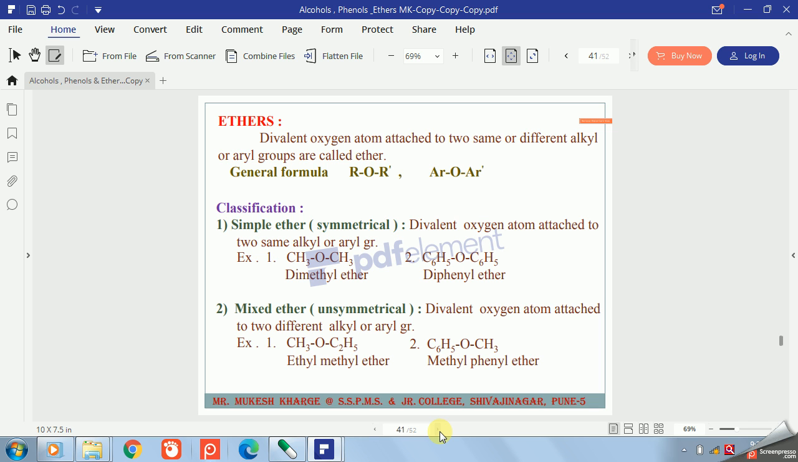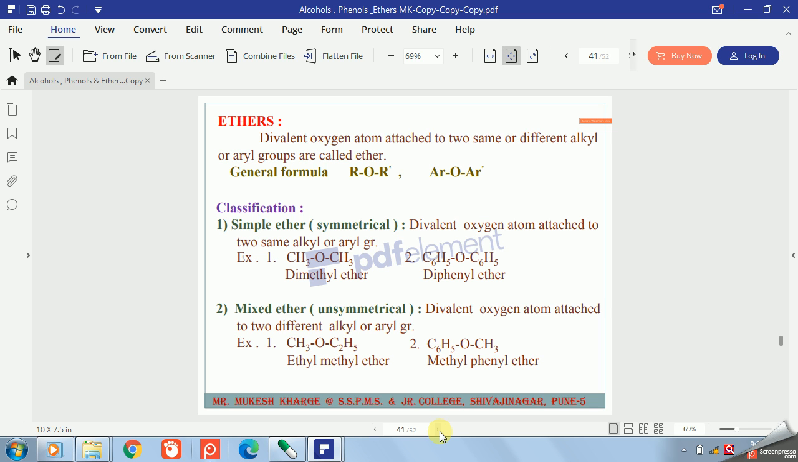And how will you represent these ethers? What is the general formula? It is ROR'. If R is equal to CnH2n+1 and R' is also CnH2n+1, then how will you represent this? CnH2n+2O. So this is the another general representation of your alkyl ethers, or you can represent pure aryl ethers as ArOAr'.